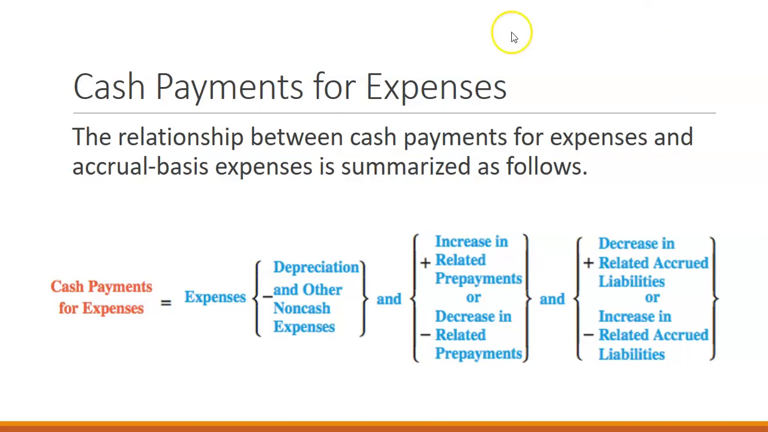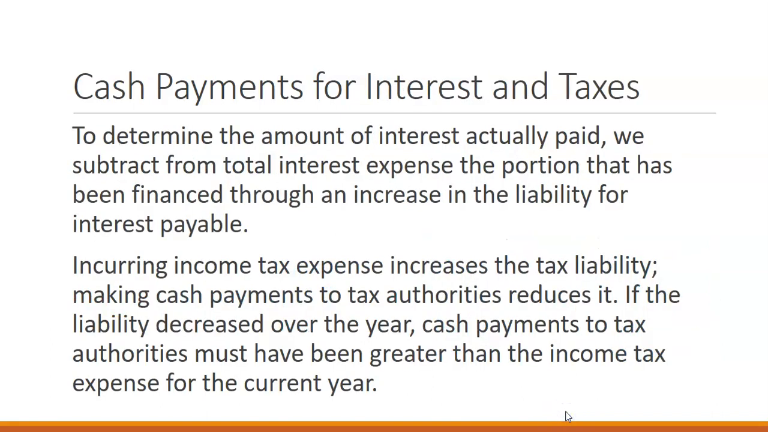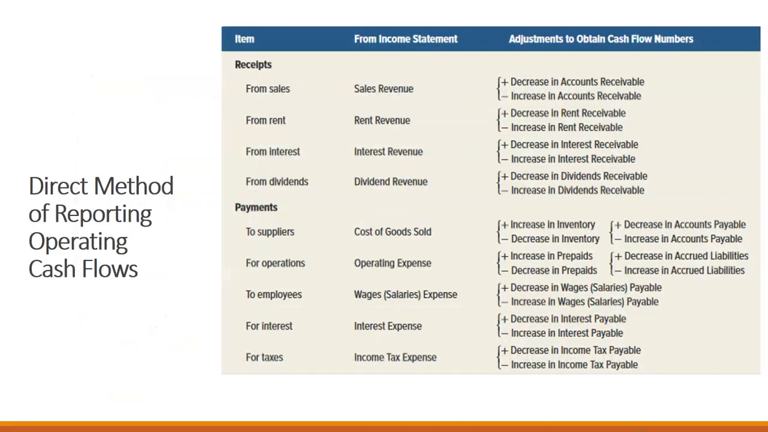Then we have our cash payments for interest and taxes. For our interest expense and our tax expense, we look at our interest and tax payable accounts compared to our expenses. This shows a summary of how we use the direct method to prepare those statements. This is also a really good graphic to keep in your notes and to keep available as a reference when you're preparing that direct method of operating cash flows.